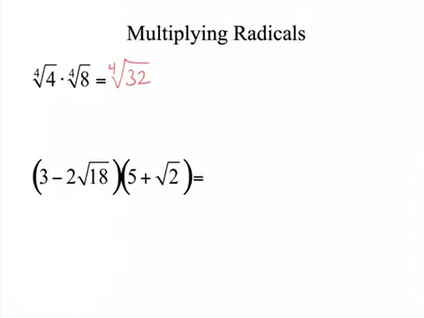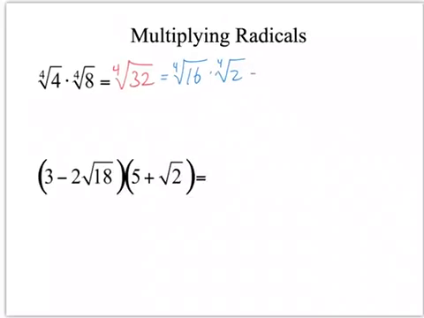So what you hopefully can tell is that this is really the fourth root of 16 times the fourth root of 2. And the fourth root of 16 is 2, with the fourth root of 2 left over. You are done.